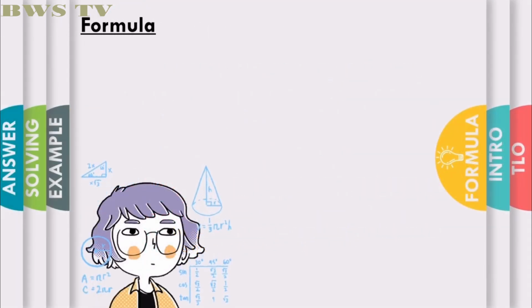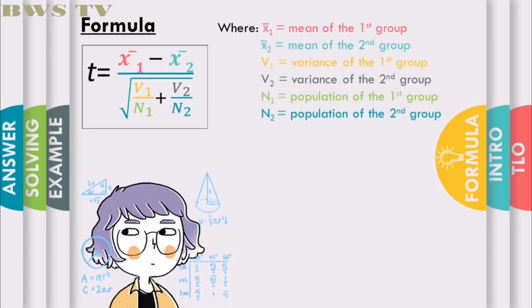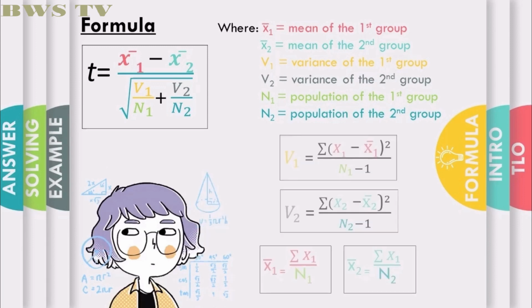Here are the formulas that we will be using for this topic. The main formula is t equals the mean of the first group minus the mean of the second group over the square root of variance 1 over n1 plus variance 2 over n2. Below are the formulas for variance and summation.